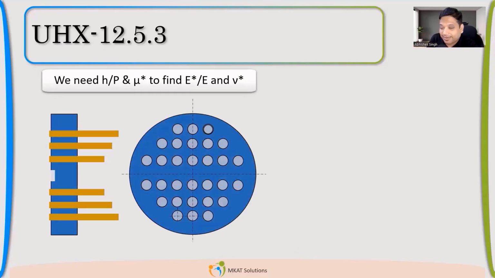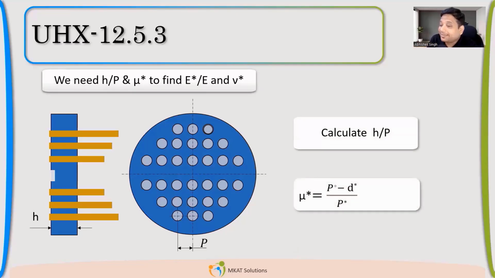You can say it like that. There are figures to use. So first, H by P. H is nothing but the tube sheet thickness. We have already assumed the tube sheet thickness because, like I said, we are trying to find the stress or the thickness. So the tube sheet thickness is already there with us, divided by pitch, that is H by P. Mu star we have already calculated.